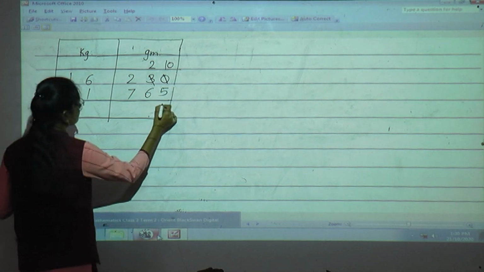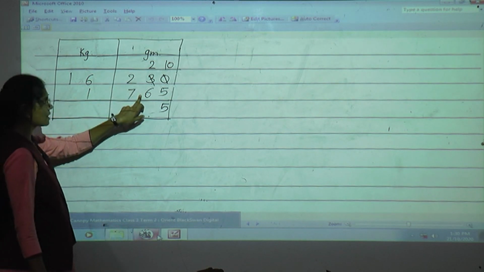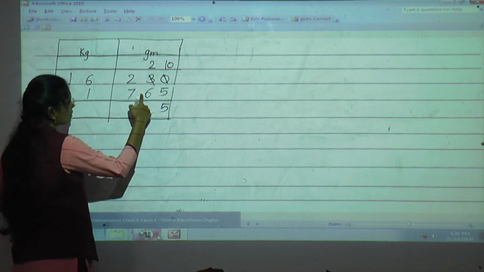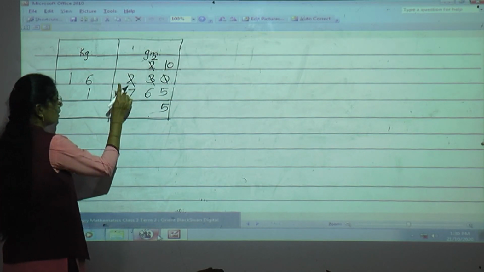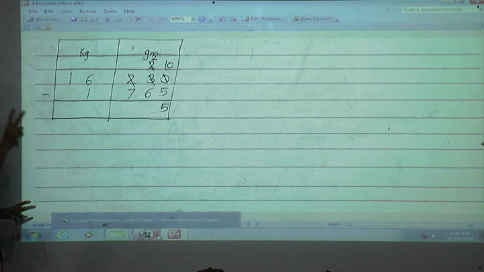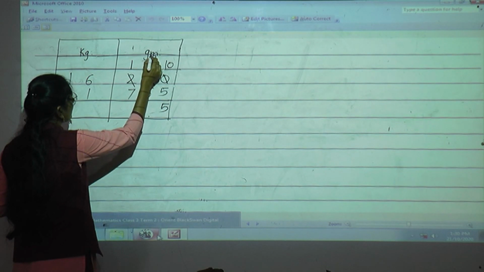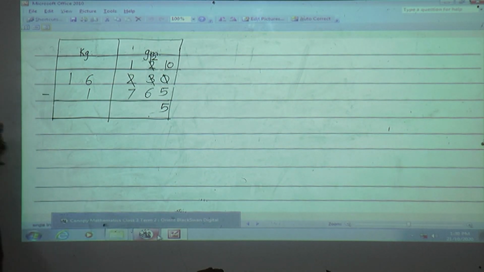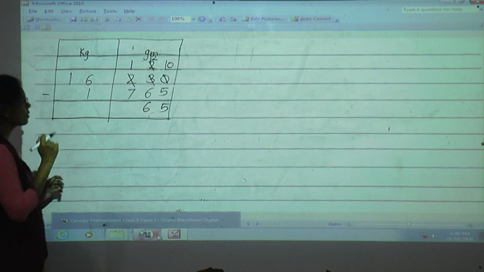So write here 5. Then 2 minus 6. Again 2 minus 6 is not possible. Why? Because 2 is smaller than 6. So we can't do subtraction here. So what you will do? Cut these 2, write as it is, then go to the neighbor. Here neighbor is having 2. So take 1 borrow from this neighbor. So 2 minus 1, here 1 will remain and this 2 will become 12. 12 minus 6, 6. So write here 6.